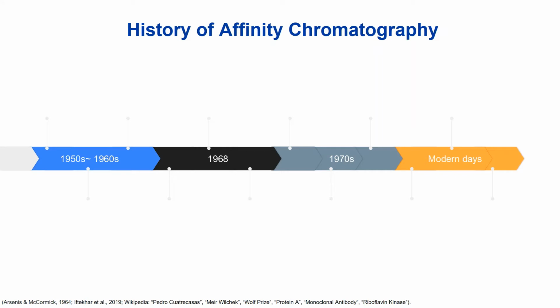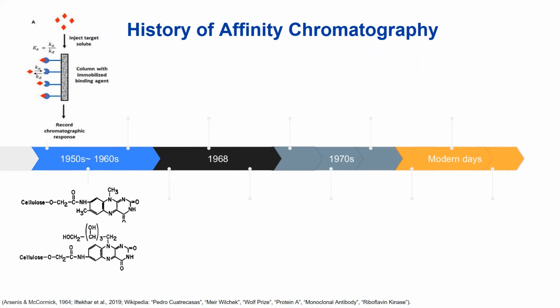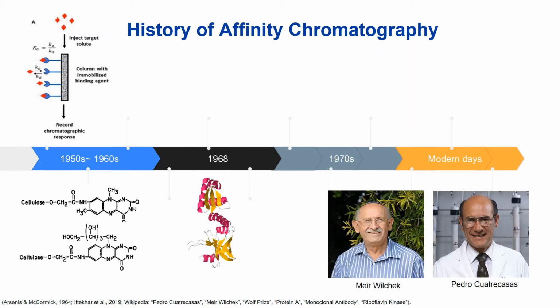Between 1950s and 1960s, there were several original researches describing isolation of enzymes by ligands of selective chromatography steps. One example is the use of flavin cellulose compounds in column chromatography to purify liver flavokinase. In 1968, the term affinity chromatography was first used in a seminal article written by these two, Pedro Cuatrecasas and Meir Wilchek, who both later got Wolf Prize in Medicine in 1987 for their contribution for invention of affinity chromatography and its applications to biomedical sciences.